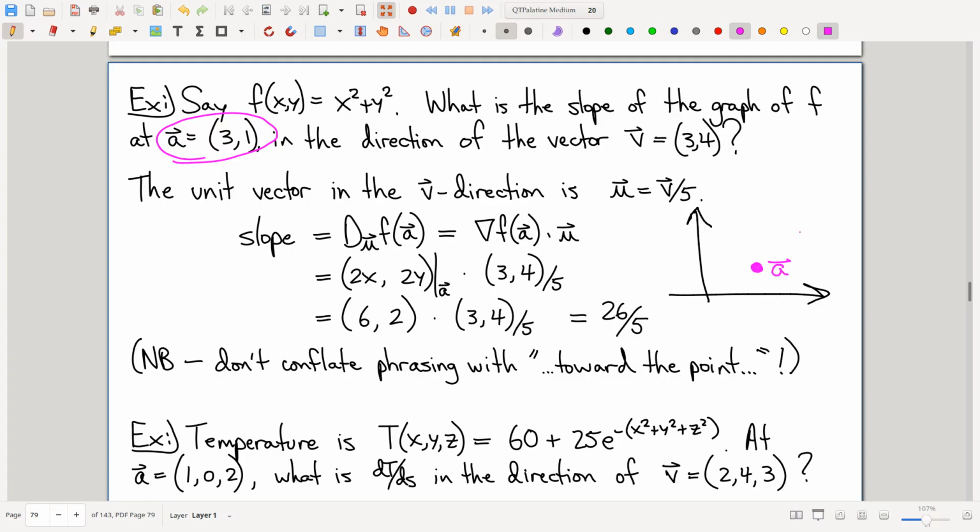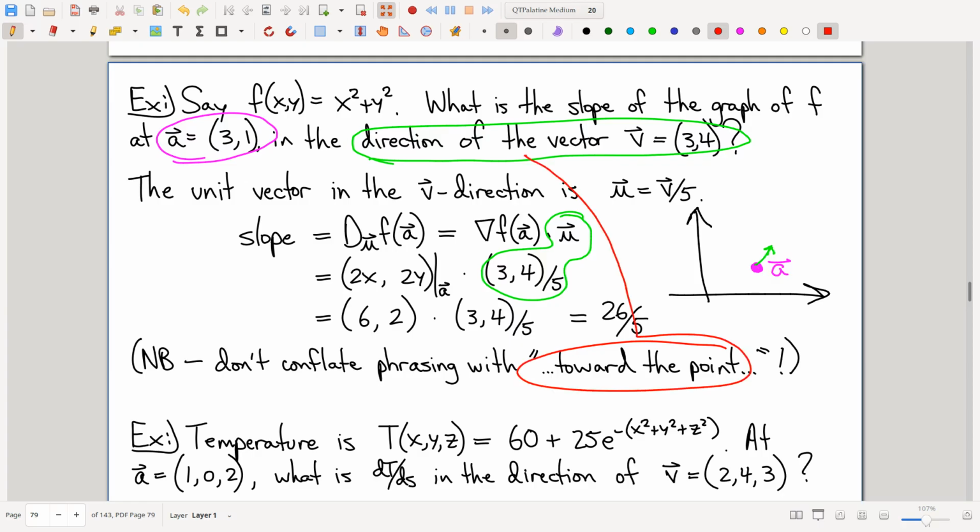And it says here that we're supposed to move in the direction of 3, 4. Well, as we just agreed, the direction of 3, 4 is that unit vector that points in the direction of 3, 4, and that is about like that. The misinterpretation that a lot of students make is to misinterpret "in the direction of" as "toward the point." And that's a complete misinterpretation of what the question says.